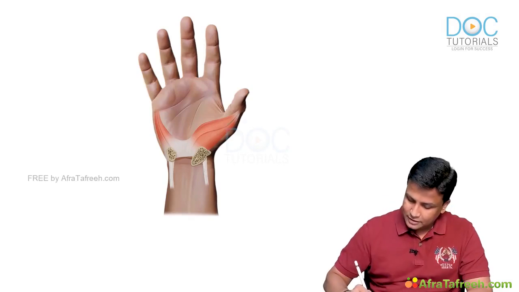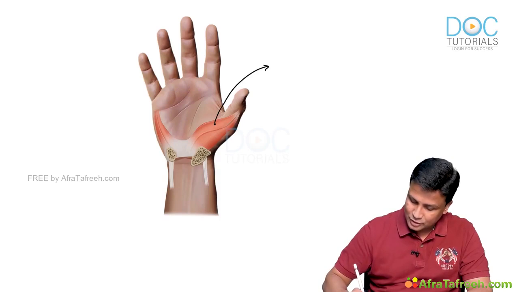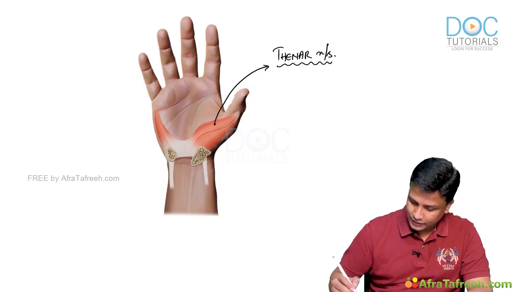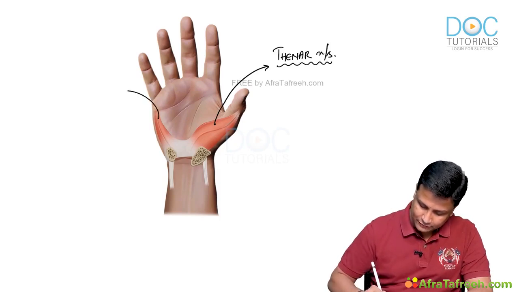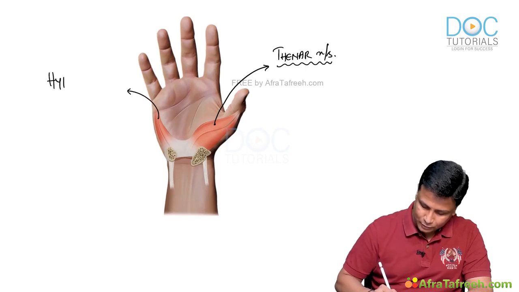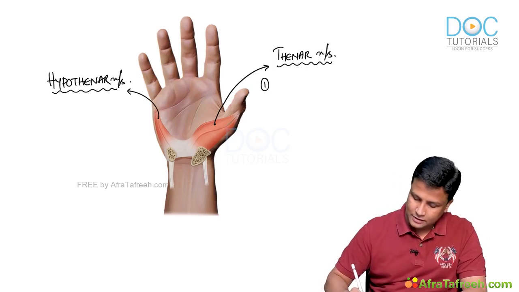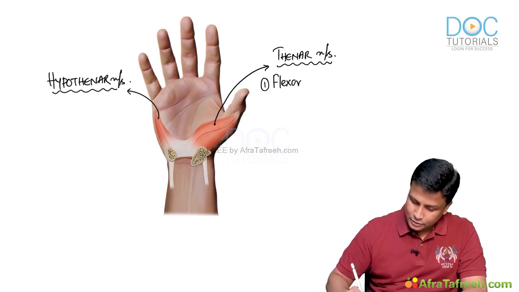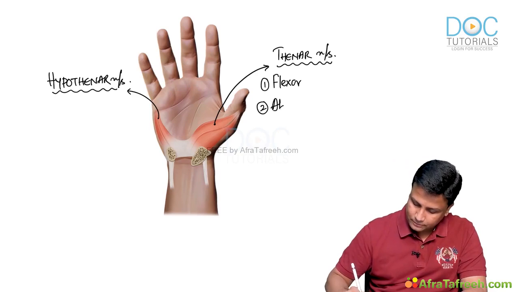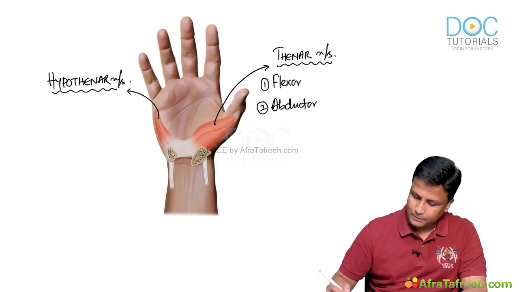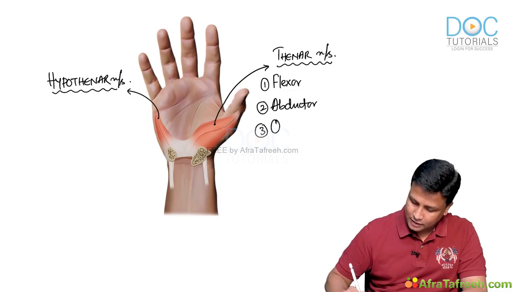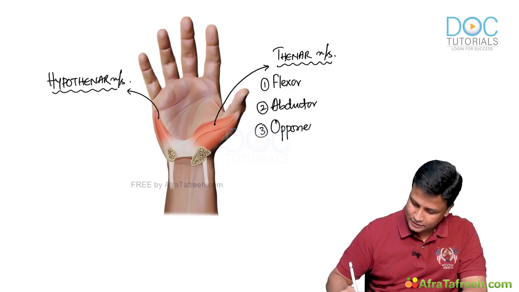So in this diagram, this group of muscles over here is your thenar group of muscles. And this group of muscles below the little finger is the hypothenar group of muscles. First of all, in the thenar group of muscles, number one, you'll have a muscle helping in flexion of the thumb, that is flexor. Number two, there is a muscle helping in abduction of the thumb, that is abductor. And number three, there is a muscle helping in counting, that is opposition, opponens, guys.